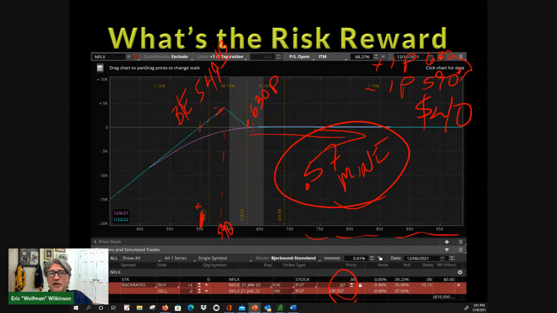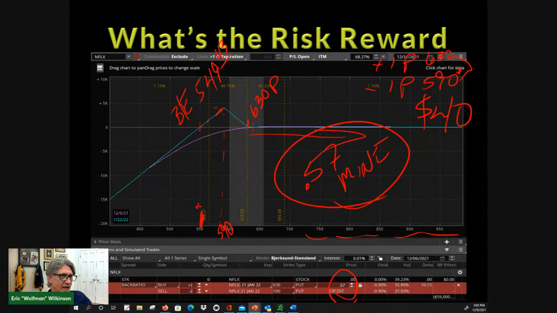So directionally wrong, got 57 bucks. All right. Better than a kick in the pants. It goes down, I can make my money. It hits that support level, dies out there. I would be really happy for that.